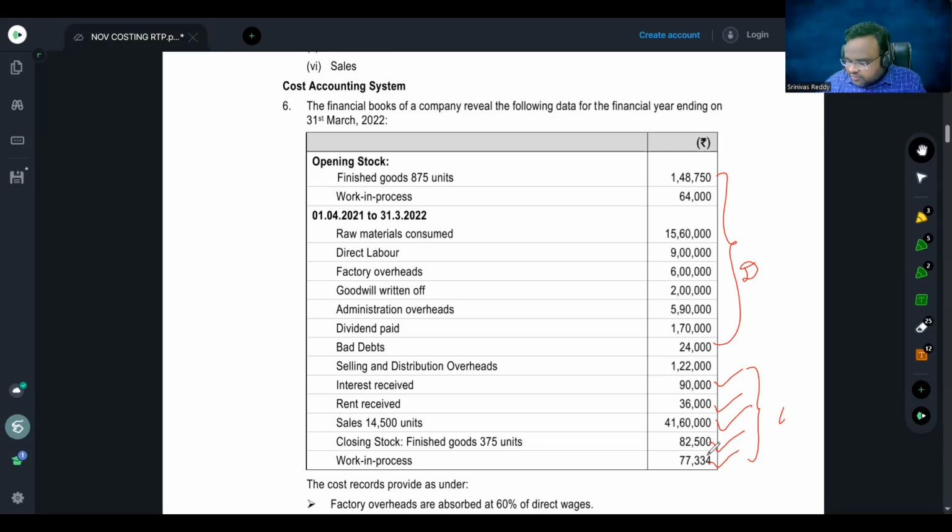Hope you're doing along with me. Less opening stock 1,48,750 minus 64,000 minus 15 lakh 60,000 minus 9 lakhs minus 6 lakhs minus 2 lakh plus 5 lakh 90, 7 lakh 90,000 minus 1 lakh 70,000 minus 24,000 minus 1 lakh 22,000. So you are getting a financial profit of 67,084. How much are you getting? 67,084. Can we check whether this is correct or not?